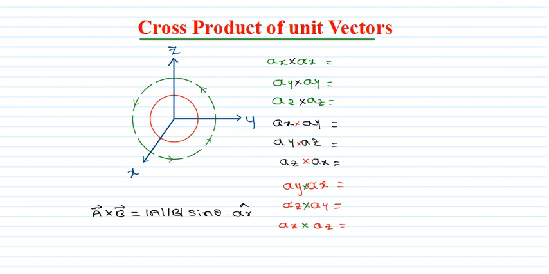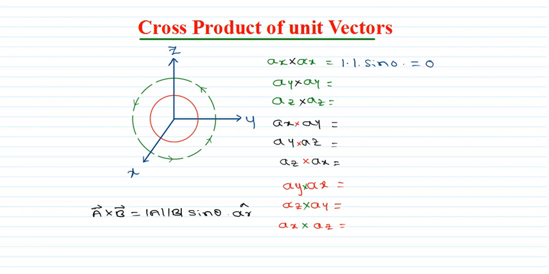Now here, since I have ax cross ax, what is that? Ax cross ax means unit vector 1 into sine of the angle between ax and ax, that is 0 degrees, into the resultant vector. What is the resultant here? X and x are in the same direction, so either I can write ay or az, both will act as a unit vector. But since sine 0 is 0, we can directly write this as 0.